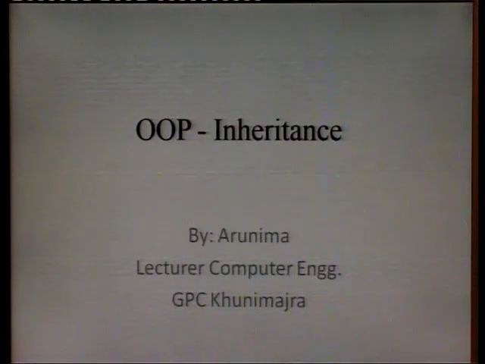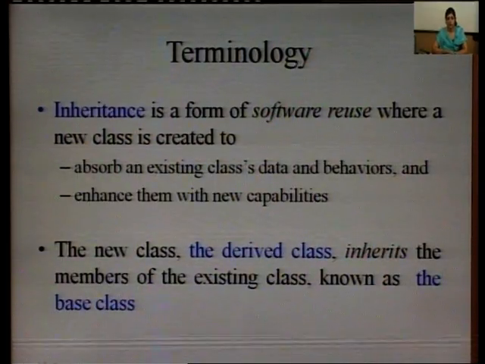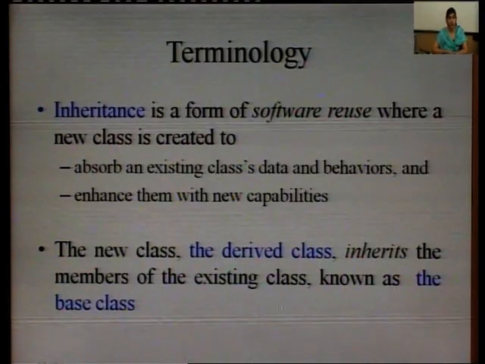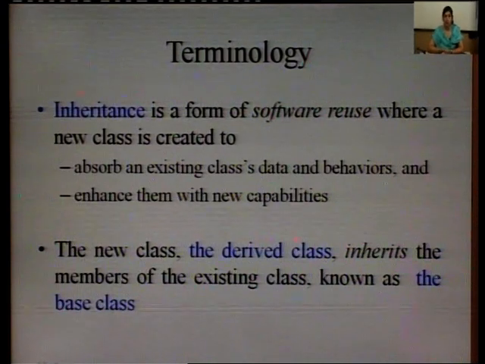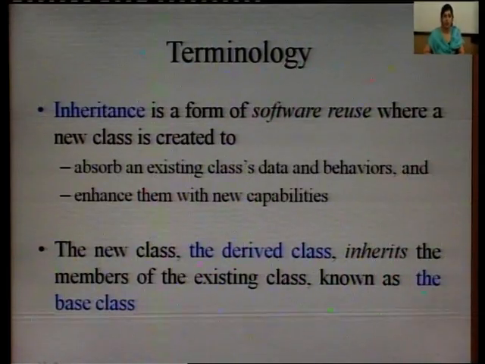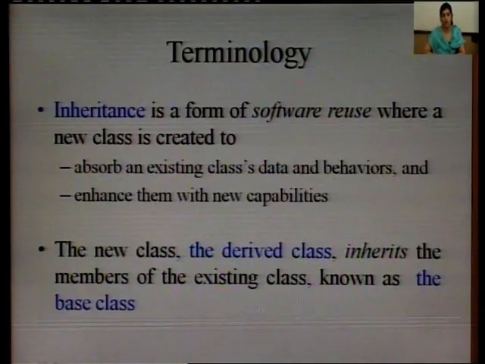Inheritance is included in the object oriented programming subject. Now, what is inheritance? Inheritance is a form of software reuse where a new class is created to absorb an existing class's data and behaviors. Before starting inheritance, we will review classes. We have already done classes in object oriented programming language.